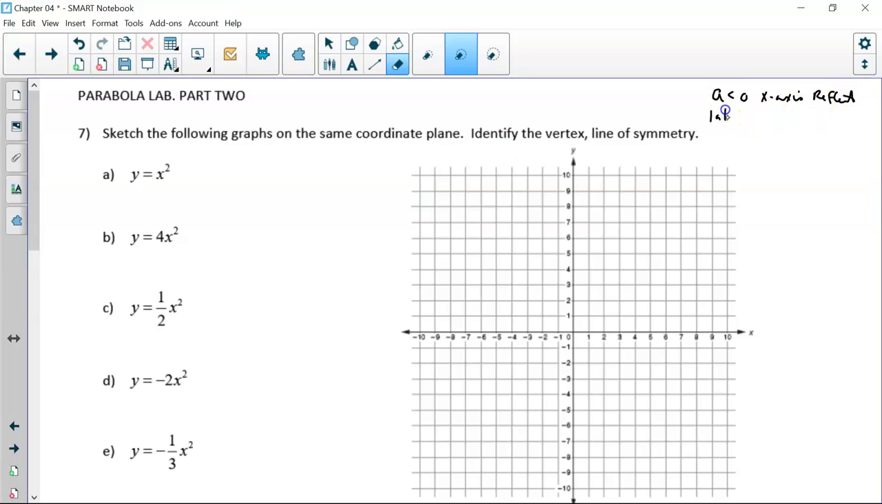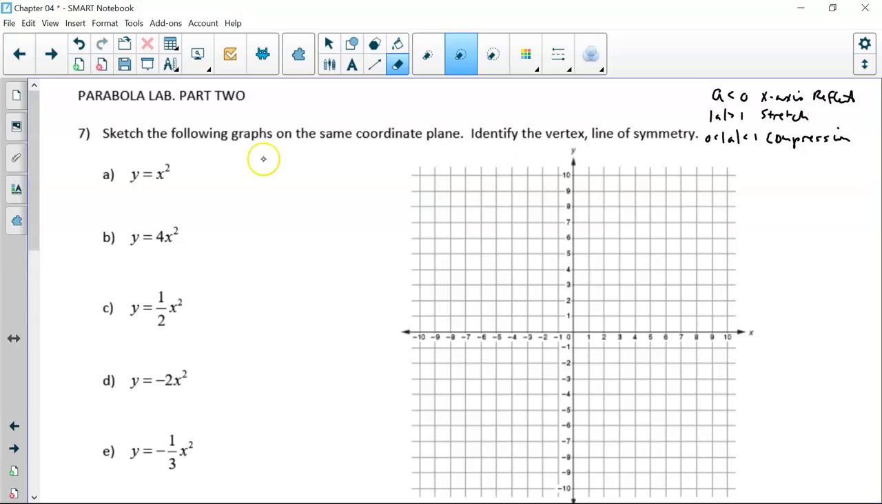When the absolute value of A is greater than 1, there's a vertical stretch. And when the absolute value of A is between 0 and 1, there's a compression. Now, the reason we're looking at the absolute value is it doesn't matter for stretch or compression if A is positive or negative. The negative value of A just tells us that there's going to be a reflection.